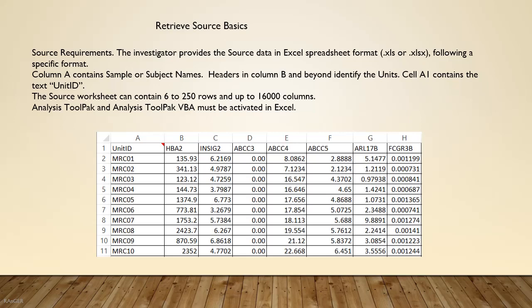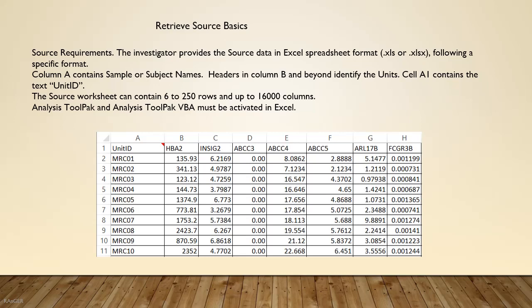Source requirements. The investigator provides the source data in Excel spreadsheet format, .xls or .xlsx, following a specific format. Column A contains sample or subject names. Headers in column B and beyond identify the units. Cell A1 contains the text unit ID. The source worksheet can contain 6 to 250 rows and up to 16,000 columns.